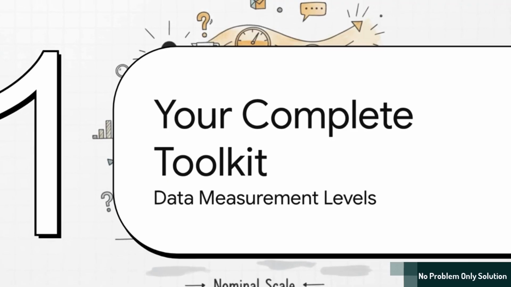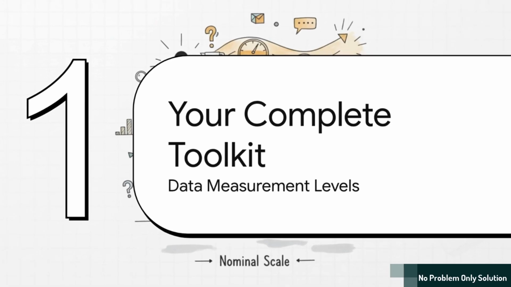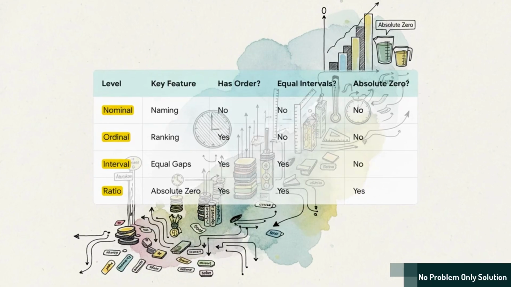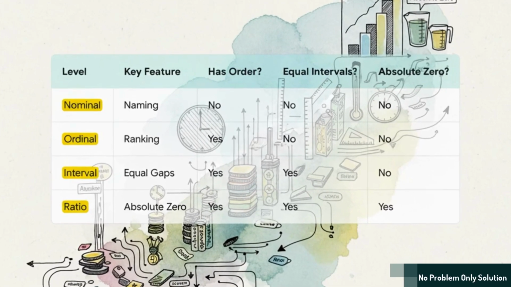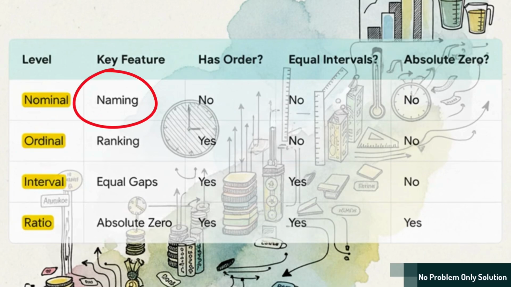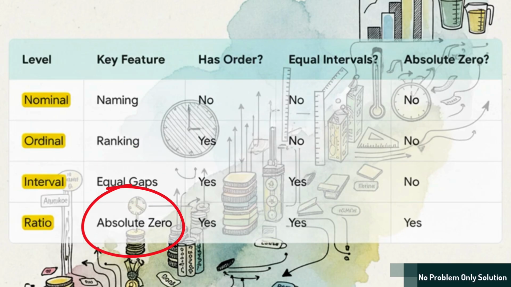And there you have it. In just a few minutes, you've mastered the entire ladder of measurement. Let's put it all together so you can see the complete picture. I love this table because it lays out the whole progression so clearly. Look at how each level just adds a new capability. We start with just naming, then we add order, then we make the gaps equal, and finally we add that all-important absolute zero. Every step you take up that ladder unlocks more powerful ways to analyze your data.